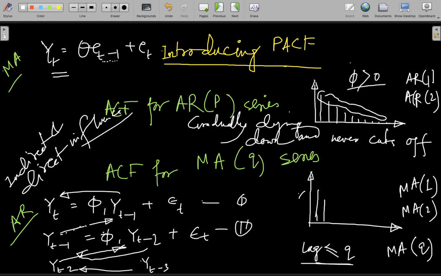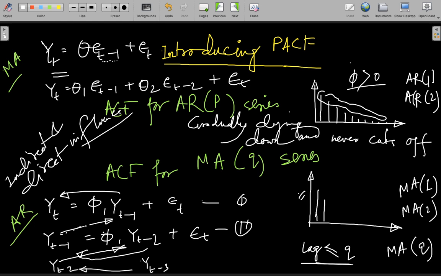Now, if I take a MA series of lag 2, say my equation would be something like this: YT equal to, say, I'll use theta 1, ET minus 1 plus theta 2, ET minus 2 plus ET. Okay. Now what is happening here? Or E is exponential. I mean, I'm just using these terms interchangeably. So let's not confuse.